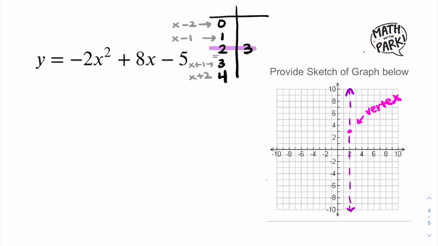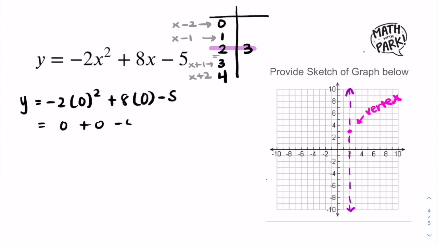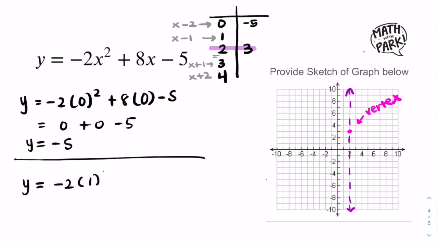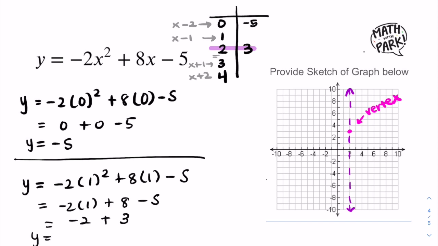So the first point we're going to plug in is 0. So y equals negative 2 times 0 squared plus 8 times 0 minus 5. X equals 0, y is negative 5. Okay, next one. We're going to plug in now 1. So y equals negative 2 times 1 squared plus 8 times 1 minus 5. Y equals 1.